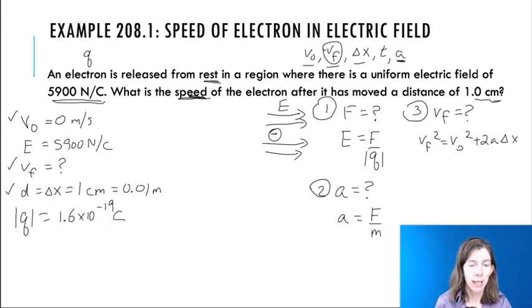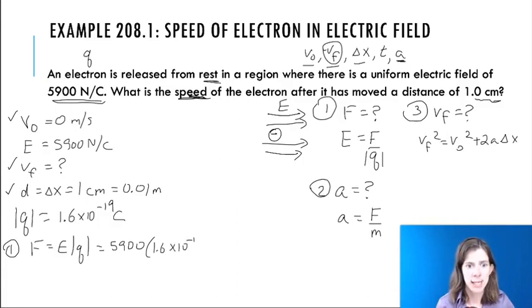So now we are ready to plug and chug. The first step is to find that force. Rearranging this equation, E is F over Q, then we get the force is the electric field times the charge. So we're going to multiply 5,900 times 1.6 times 10 to the negative 19 coulombs. That's going to give us 9.44 times 10 to the negative 16 newtons.